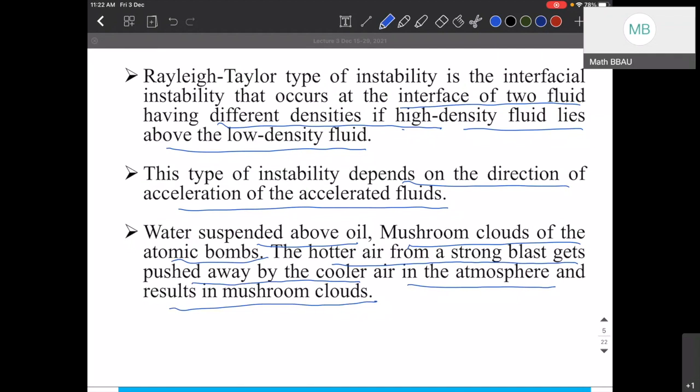You can just take some oil in a glass and put some water on it. You will see that after some time the oil will come above the water, because water is heavy. So with the action of gravitational acceleration, the water will go to the lower region and the oil will come to the upper region. The physics in the Rayleigh-Taylor instability is basically the action of gravitational force.